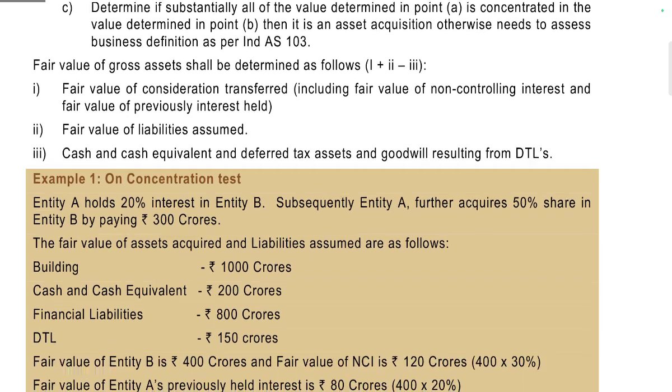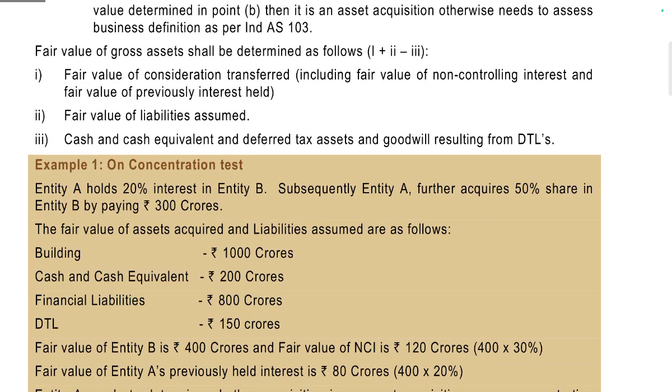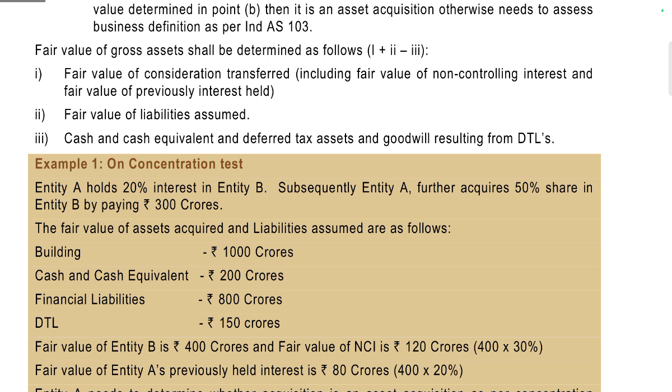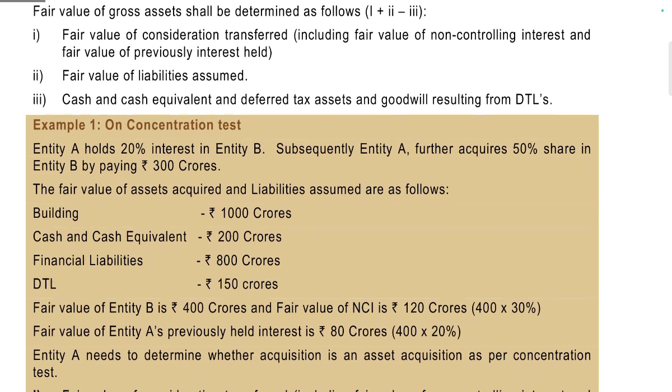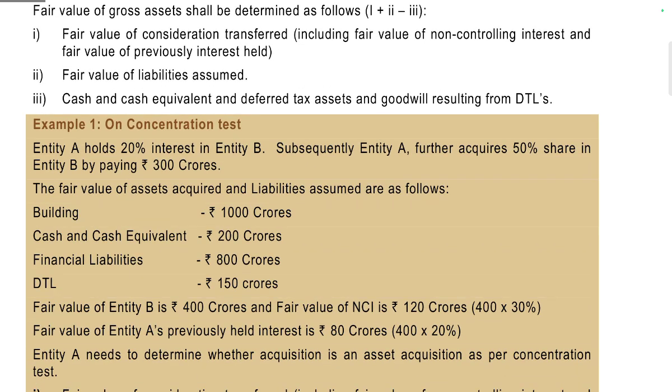The fair value of gross assets is determined as 1 plus 2 minus 3. The fair value of consideration transferred includes the fair value of non-controlling interest and the fair value of the previously held interest, plus the fair value of liabilities assumed, minus cash equivalents and deferred tax assets, and goodwill resulting from DTL.